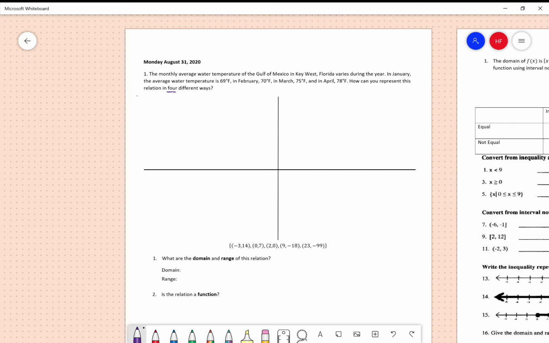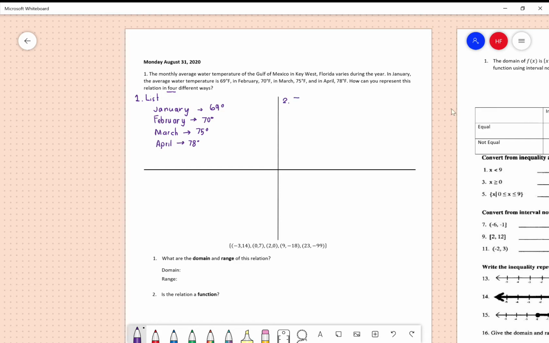So the first way is just by making a list. So we're going to say that for January, our water temperature is 69 degrees Fahrenheit. In February, our water temperature is 70. In March, we got a water temperature of 75. And then in April, our water temperature is 78 degrees. So that's our first way to represent this relation.